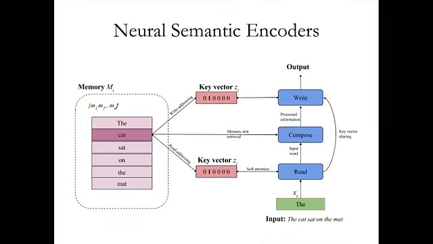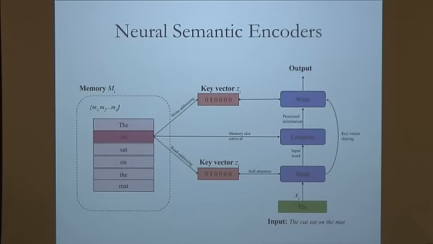So this is the overview of neural semantic encoders. NSE has four different components: external memory, read, compose, and write modules. External memory is organized into slots. Each slot contains the information about an input word. At every time step, we read the input word, and the read module takes in the input word and retrieves its related slot from the memory using the soft attention mechanism.